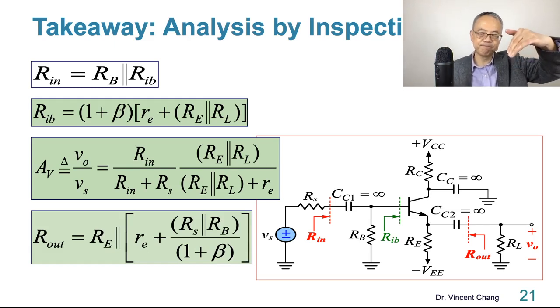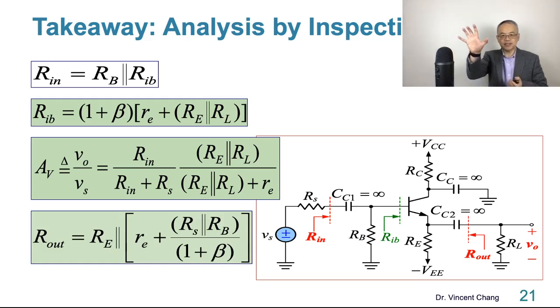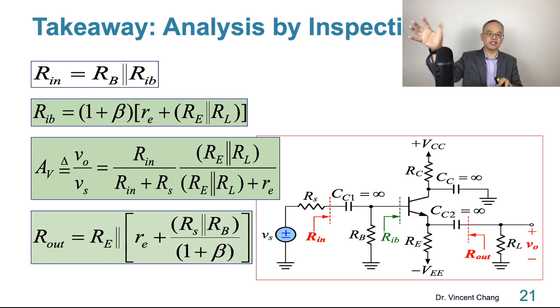RS, in series with RE, and parallel with capital RE. And then base, emitter, emitter. The emitter guy, because you look into the emitter, don't touch it. Just copy. For the base guy, only the base guy has to be divided by 1 plus beta.